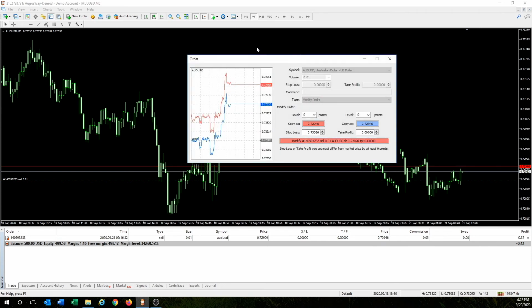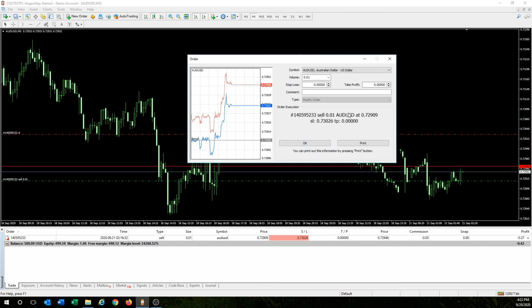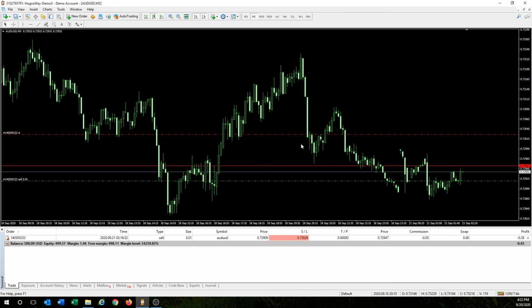So right here is the effect of hitting that cancel. When I modify my trade, it'll ask me to verify again what I'm doing. All we're doing is modifying the stop loss. This number is automatically put in here because I dragged the stop loss, and then I just hit modify. This is just confirming what we did, hit OK. So you can see now we have a stop loss here.